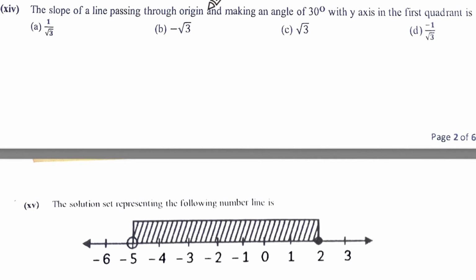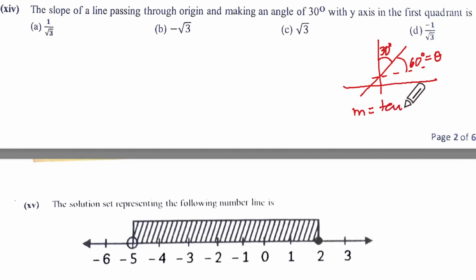Slope of a line passing through the origin making 30 degrees with the y-axis. They have said that it makes 30 degrees with the y-axis. So if this is 30, with the horizontal, how much is it making? 60 degrees. This is 60 degrees, which is the inclination, correct? Yes, ma'am. So slope will be equal to tan 60, which is root 3, correct? Yes, ma'am. Option C.